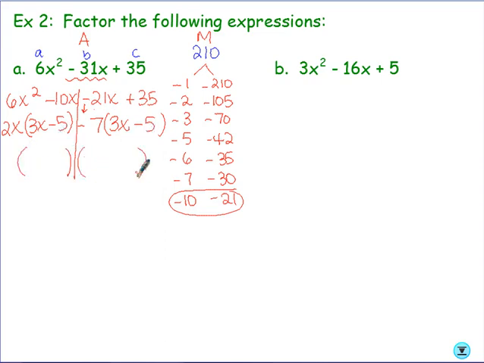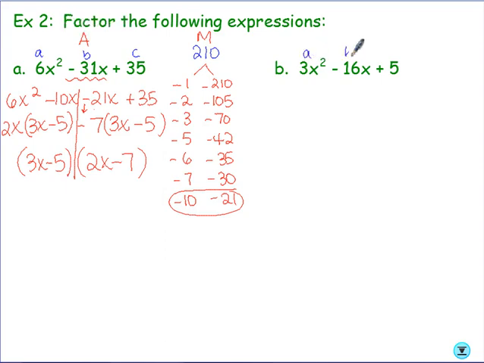Our inside matching stuff is 3x minus 5. Our outside leftover stuff is 2x minus 7. Insides, outsides, that is a done problem. Let's see how you did on this one.